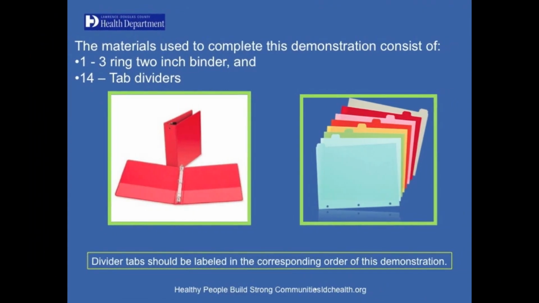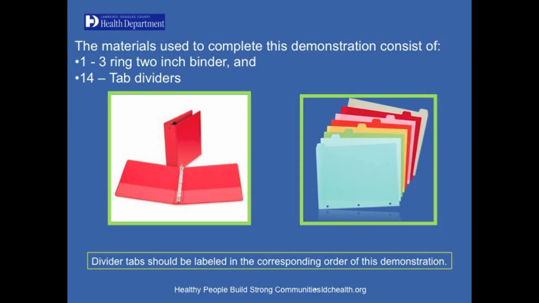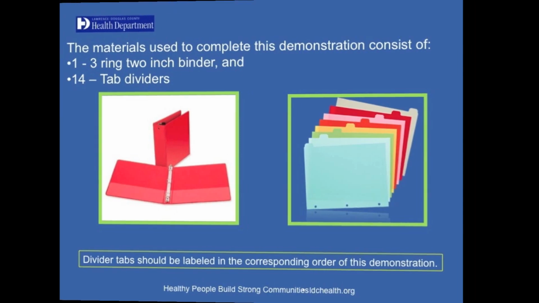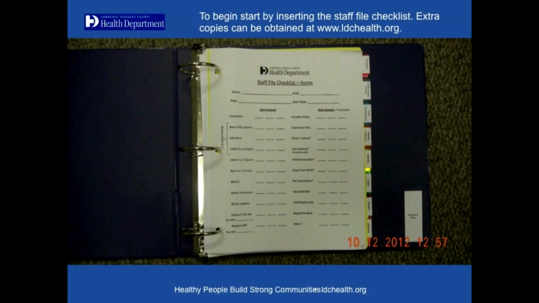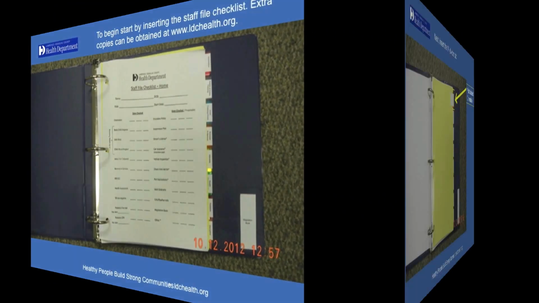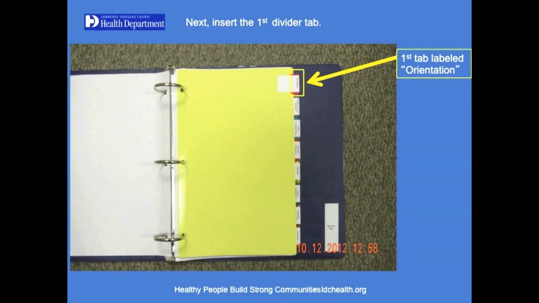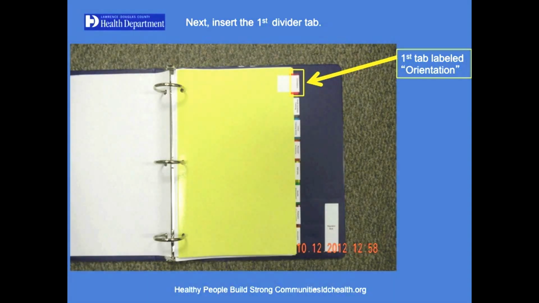The materials used to complete this demonstration consist of one 3-ring 2-inch binder and 14 tab dividers. To begin, start by inserting the staff file checklist. Extra copies can be obtained at www.ldchealth.org. Next, insert the first divider tab. The first divider tab is labeled Orientation.